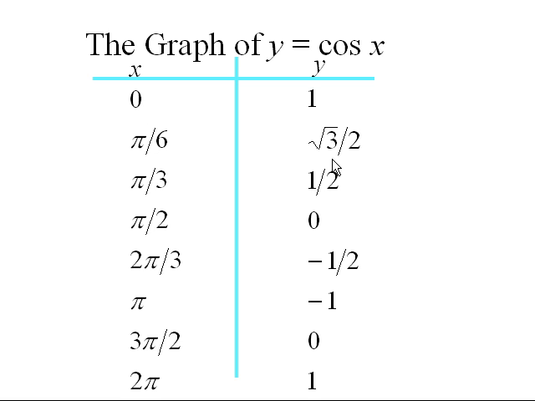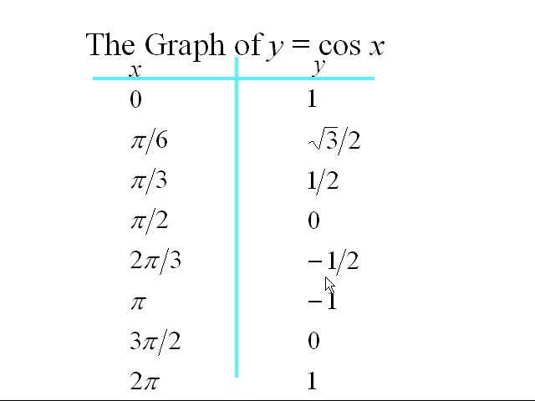Pi over 6 is the 30-degree angle. The cosine would be the side adjacent to that over the hypotenuse. If you label the 30-60-90 triangle with the standard labeling, 2 for the hypotenuse, 1 for the short side, and √3 for the long side, then adjacent over hypotenuse would be √3 over 2 as cosine of pi over 6. For a 60-degree angle, pi over 3 radians, it drops to 1 over 2 for the ratio of adjacent to hypotenuse. Pi over 2, the limiting case, is 0 for the x-coordinate. If it's aiming straight up the y-axis, then the x-coordinate is 0.